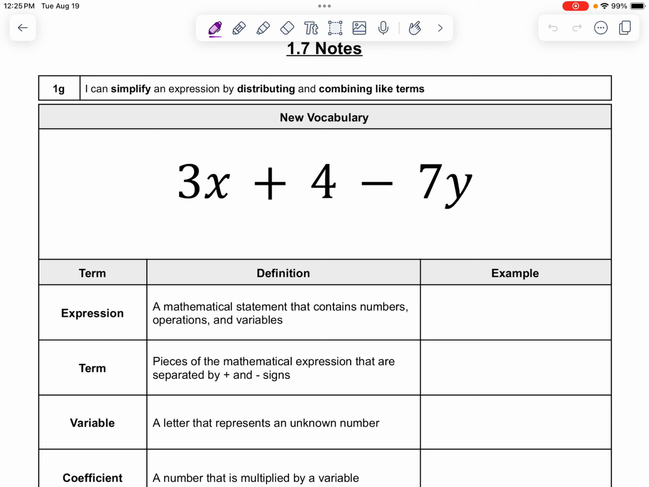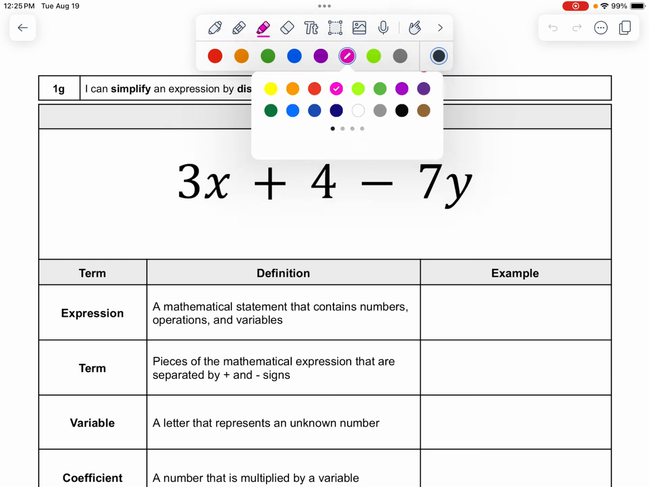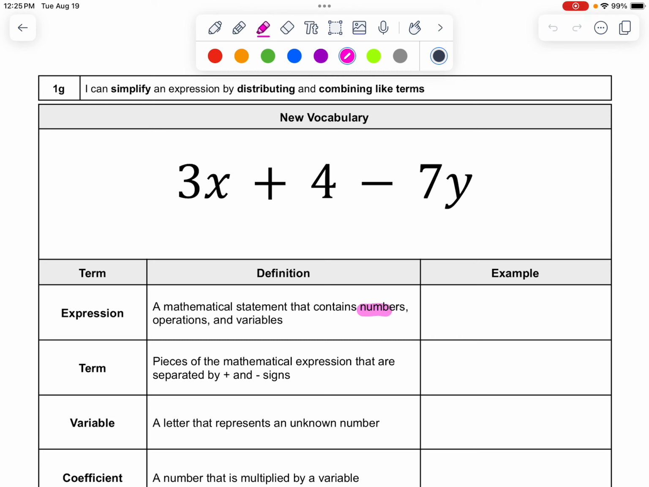So what is an expression? An expression is any mathematical statement that contains numbers, that contains operations, or that contains variables. Now, this right here, this whole thing is an expression. You'll notice that in this expression, there are some numbers, there are some operations, we've got a plus and a minus, and there are some variables. We've got the variable x and the variable y.